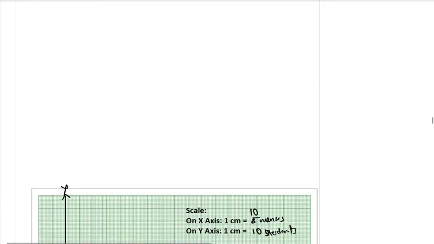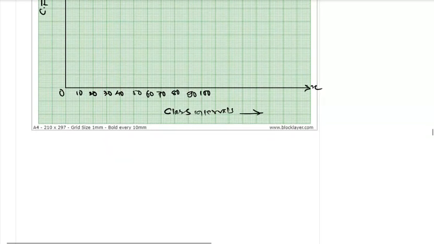On y-axis, I have to take 1 centimeter is equal to 10 students. So 10, this will fit, 20, 30, 40, 50, 60, 70, 80, 90, 100, 110, 120, 130, 140, 150, 160, 170, 180, 190, and 200.